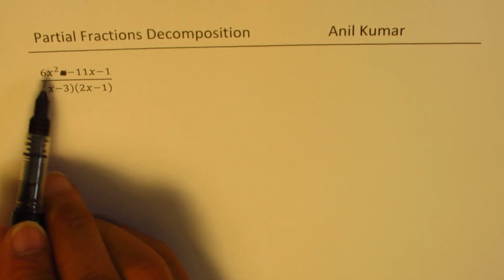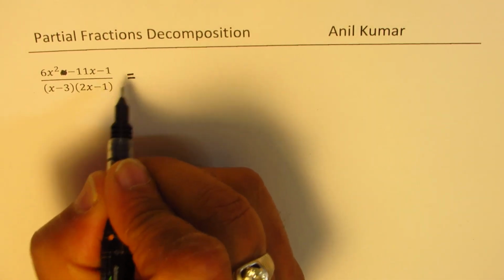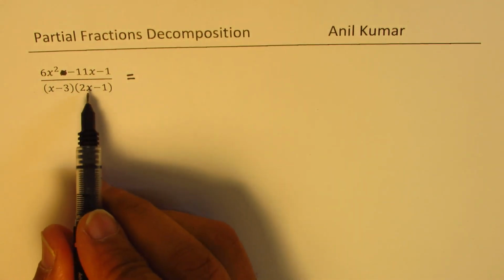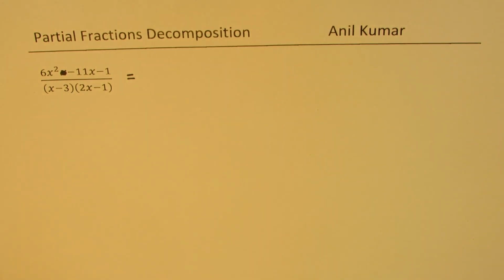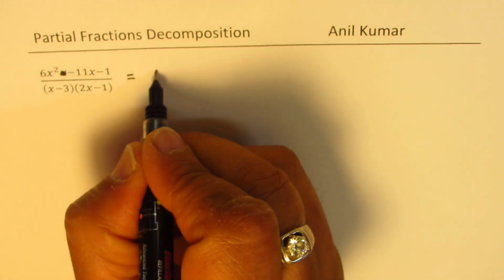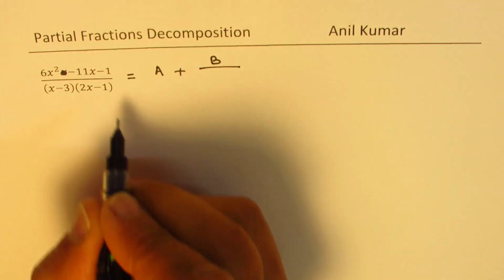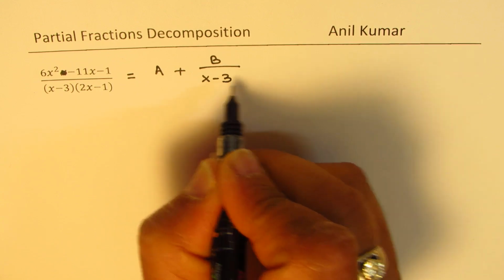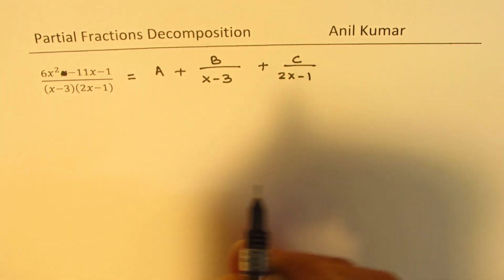Now as you see, their degrees are the same, numerator and denominator. So we do expect a constant here. So we'll have a horizontal asymptote here, right? So we could write this as a plus b over x minus 3, there is no repetition here, plus c over 2x minus 1.